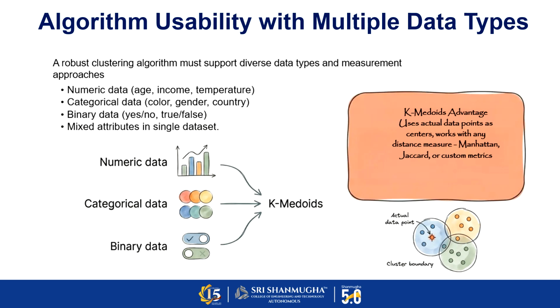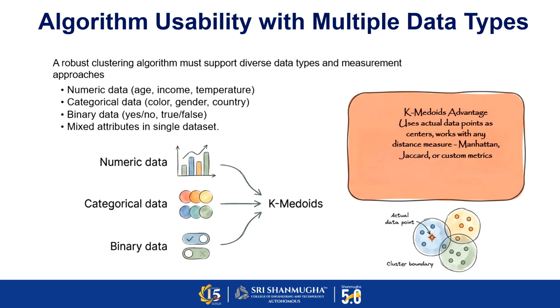Now in a single patient's record, you will have age as numeric data type, diagnosis as nominal, test result as ordinal, and insurance status as binary. So a robust clustering algorithm must be able to handle this diversity. A good algorithm must support all the types we have seen: numerical data, categorical data, binary data, and mixed attributes. So numeric in the sense age, income, temperature, height, etc.